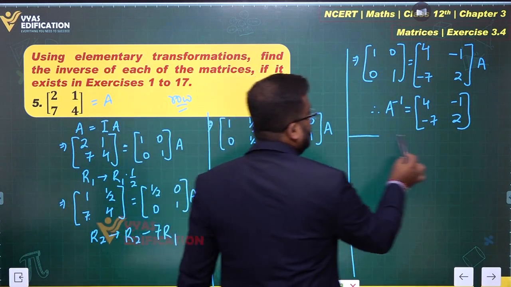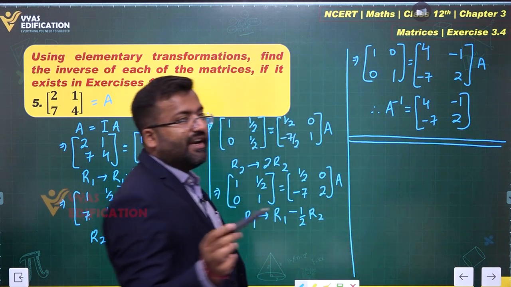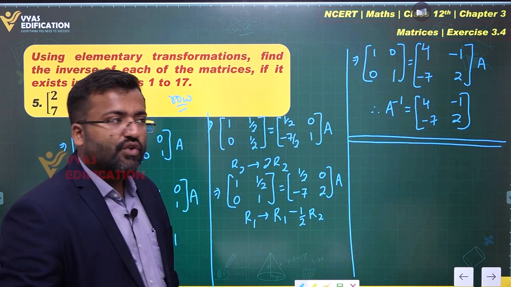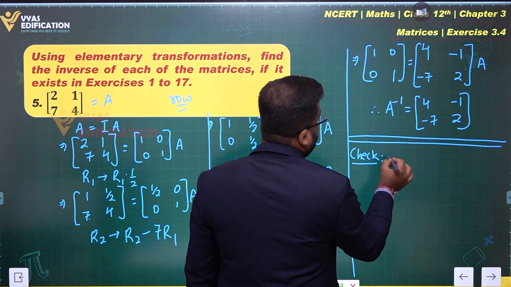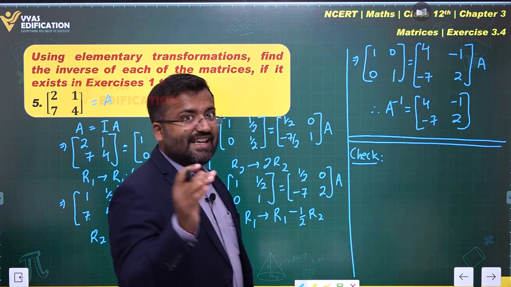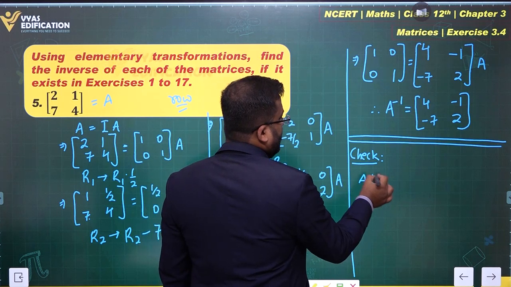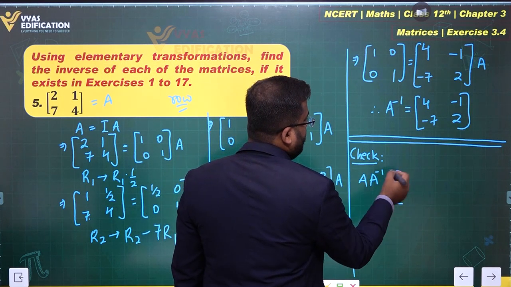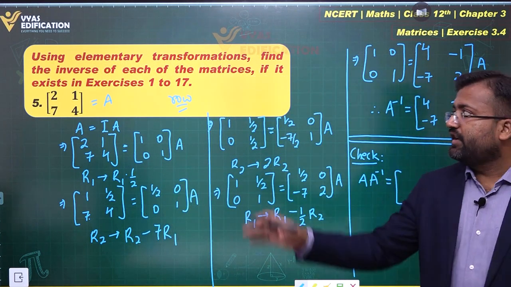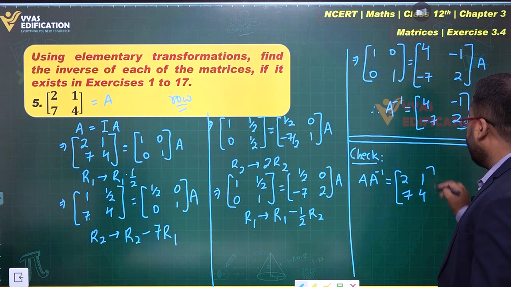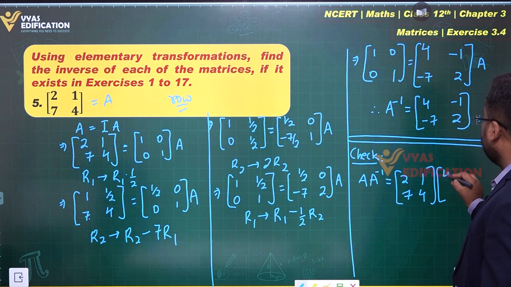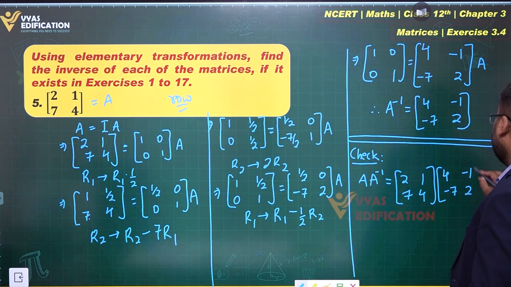And whenever you are given a question to find the inverse using elementary transformations, verify your answer always. Verify. Let's check. That's my answer, A inverse. Let's check. The product of A and A inverse. The matrix A is already given to us. This is 2, 1, 7, 4. And we have found the matrix A inverse, 4, minus 1, minus 7, 2.